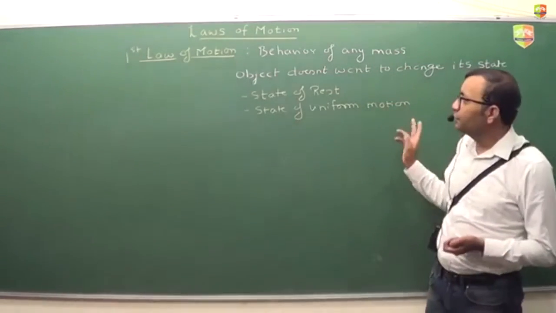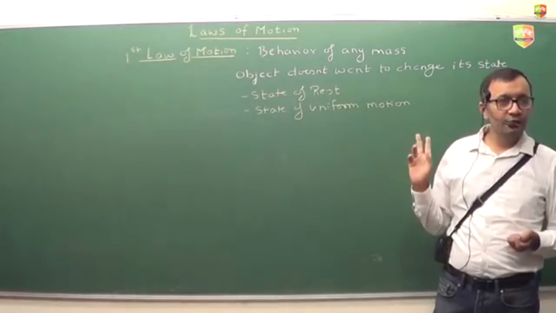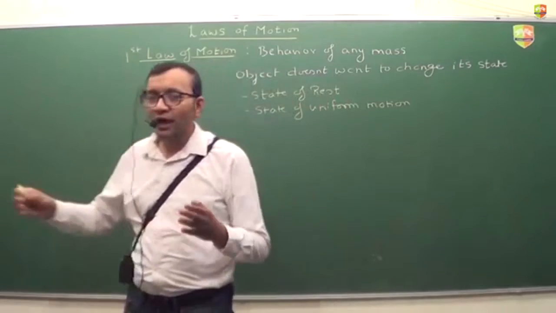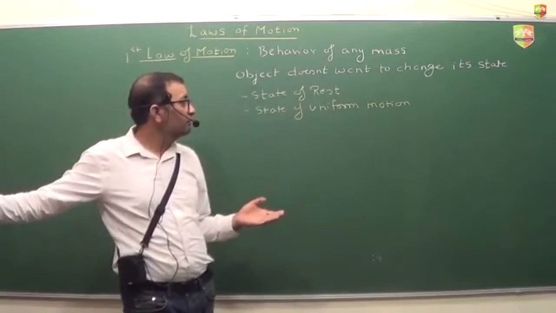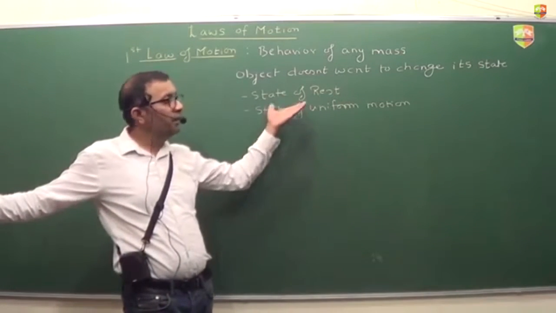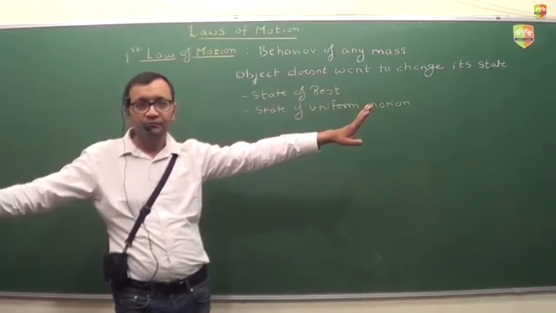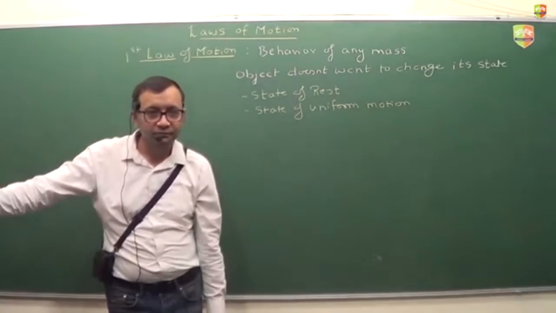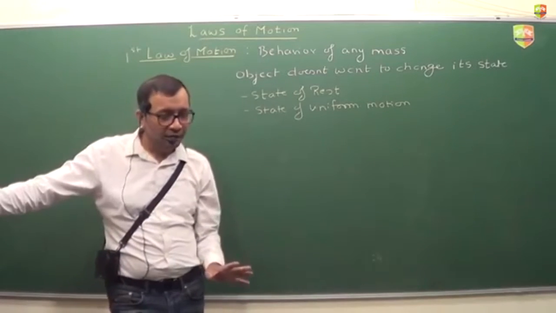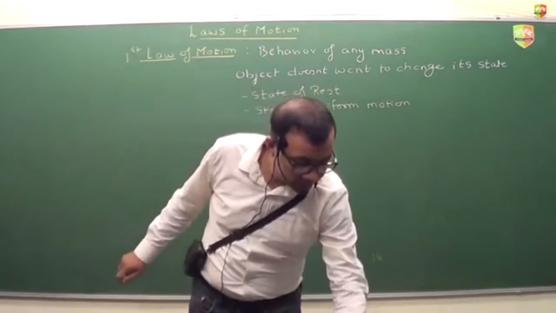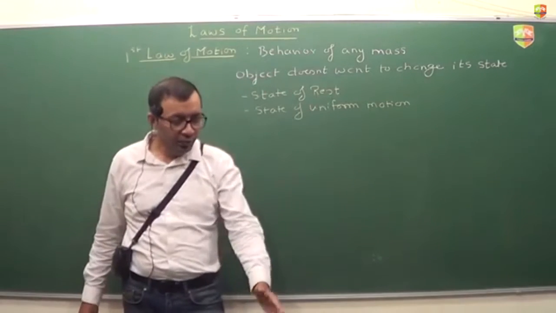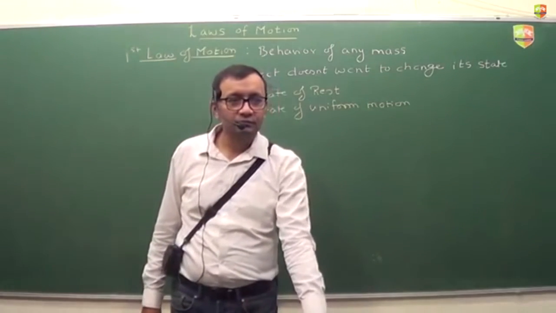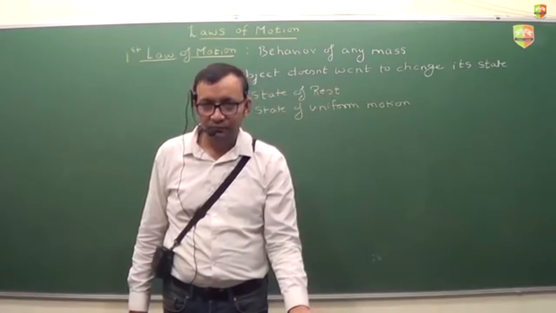So, if an object is in one of these two states, the object doesn't want to change. Are you getting it? You don't have to do anything if you want the object to be at rest forever, because that's what the object wants. You don't have to make any effort. If the object is at rest like this, and you do not make any effort, the object will be like this throughout. That's what it means.